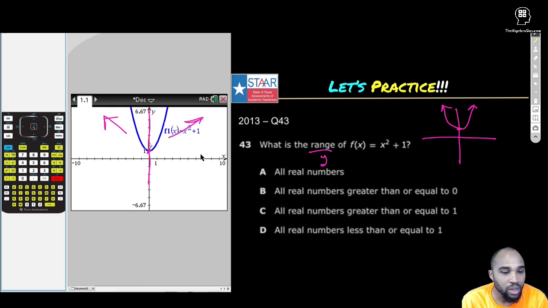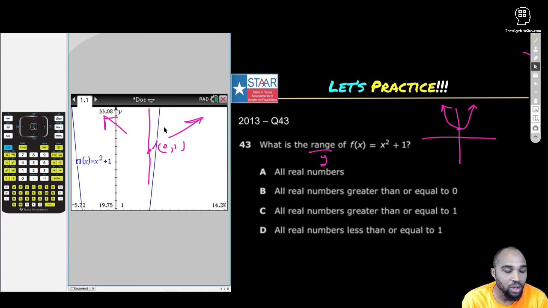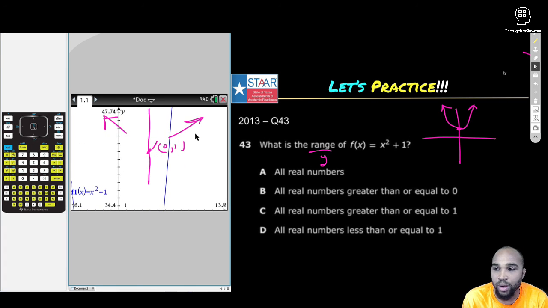So the lowest I can go is a what is that? 0, 1, and the highest I can go is what? Well, it's going to go on forever. So we can pull up the graph and show that again, but this graph is not going to stop. It's going to go on forever. So I know it's everything.